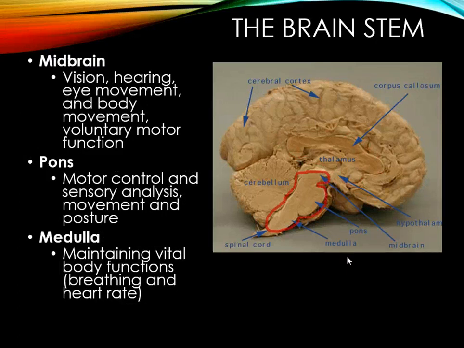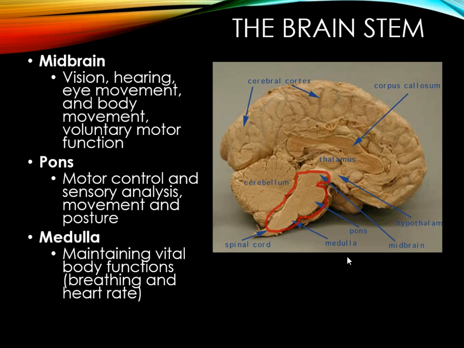All right, and midbrain. Midbrain is also called your reptilian brain, and it's vision, hearing, eye movement, body movement. This is all your voluntary motor function. The pons, which is right below, inferior to the midbrain, is about motor control, sensory analysis, movement, posture.